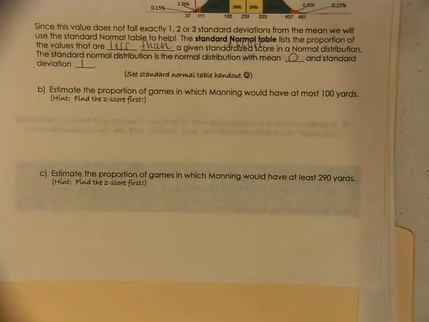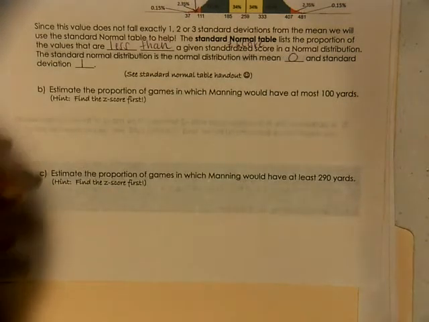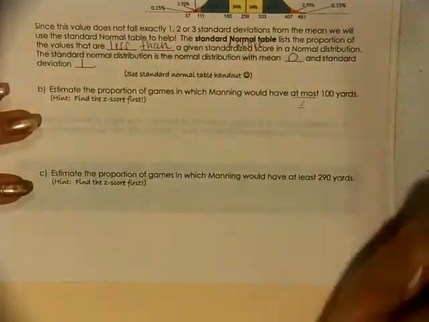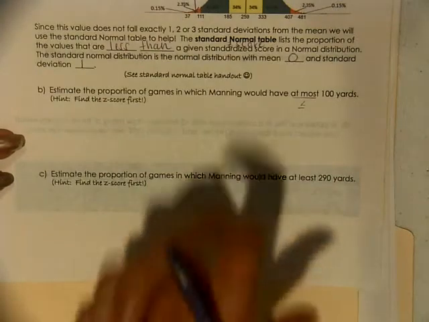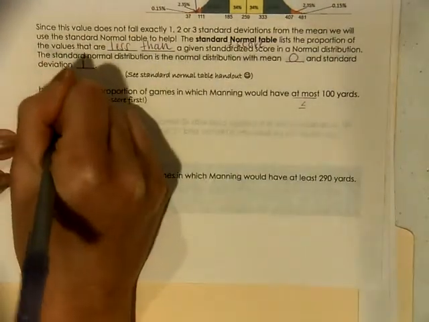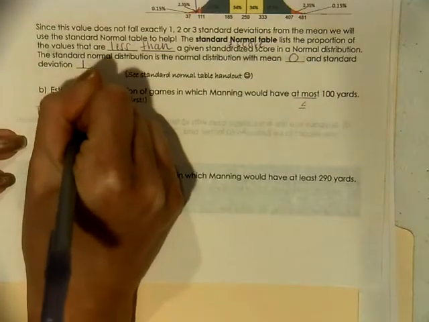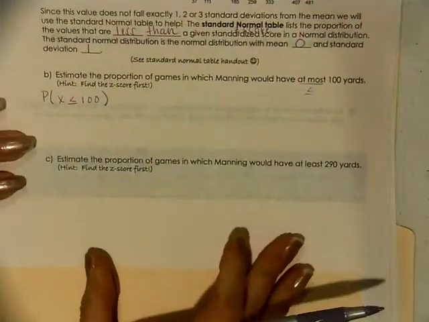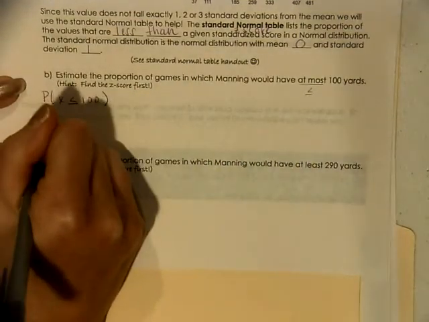So it says, first we're going to want to find the z-score first. Okay, so at most 100. Let's try and figure out what this means. At most 100 means less than or equal to, okay, 100 or less. So we're going to try and find the probability or the proportion of X values for Peyton Manning that are less than or equal to 100 yards. So my first step is I want to find the z-score. So I'm going to go off to the side and find my z-score.